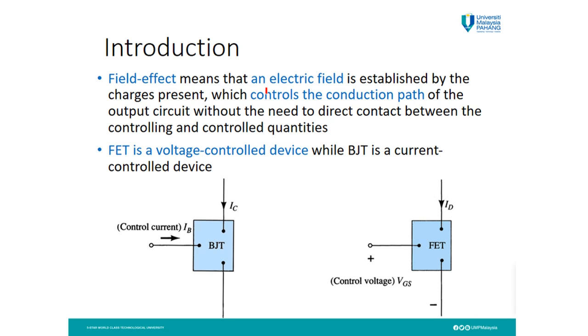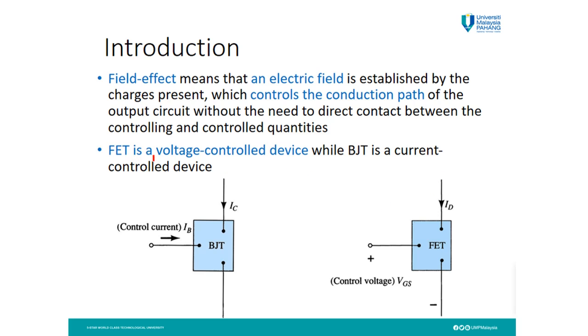Field effect means that an electric field is established by the charges present, which control the conduction path of the output circuit without the need for direct contact between the controlling and controlled quantities. You will understand the meaning of the electric field and the meaning of controlling the conduction path in the next part, where I will explain in detail how the FET, especially the VGS, will control the conduction path.